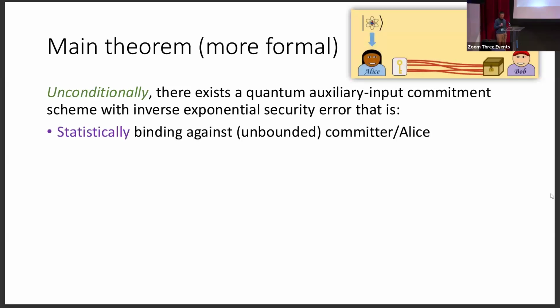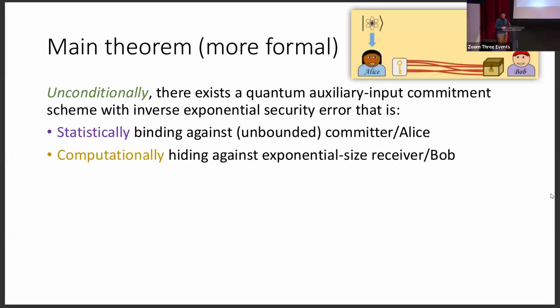the following security. First of all, it's statistically binding, so it's secure even against unbounded committer or Alice. On the other hand, it is computationally hiding with that inverse exponential security error against all exponential size receiver or Bob. So you can think of it as any exponential size quantum circuit with exponential size quantum auxiliary input.